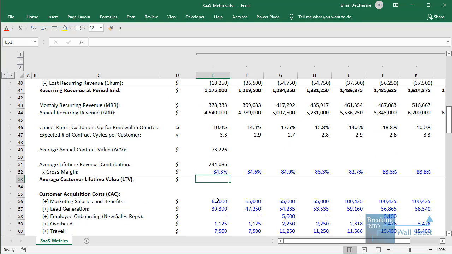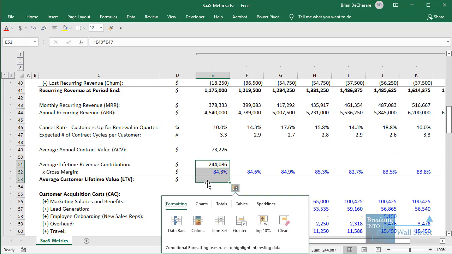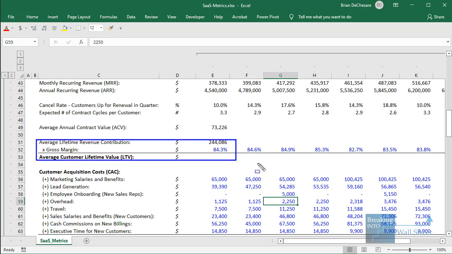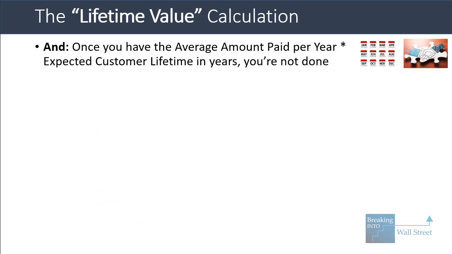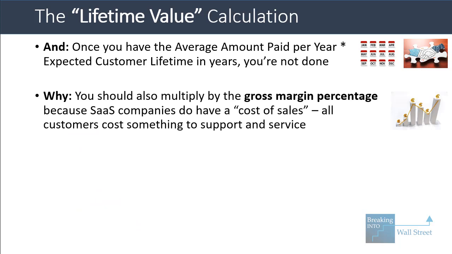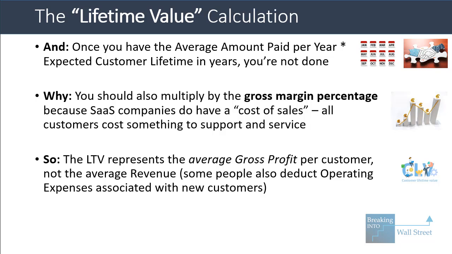Of course, it's not quite this simple because even software companies have some type of gross margin because it costs something to support these customers. You have bandwidth costs, you have server costs, you have developer costs who are working with customers and supporting them and fixing bugs for them. So you have all these expenses that are directly attributable to specific customers signing up. Therefore, you should also multiply by the gross margin percentages because SaaS companies do have a cost of sales. So the LTV really represents the average gross profit per customer, not the average revenue.